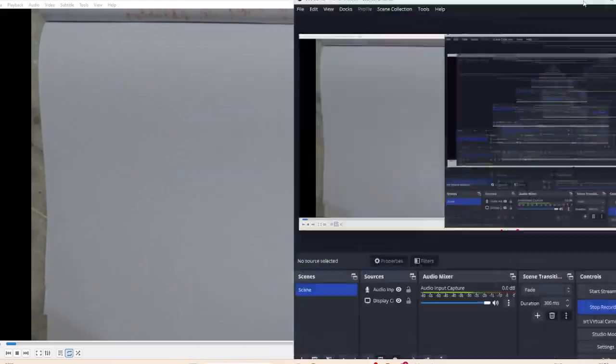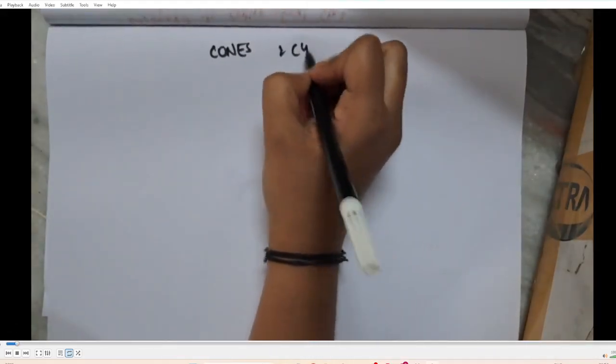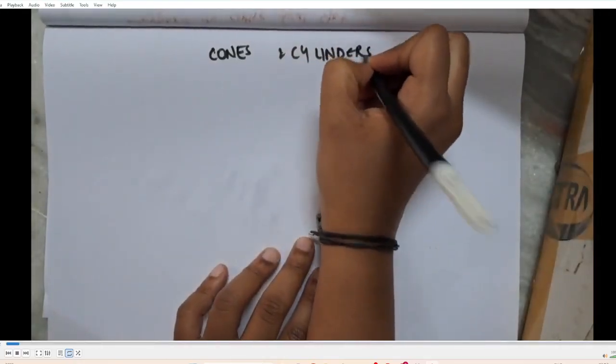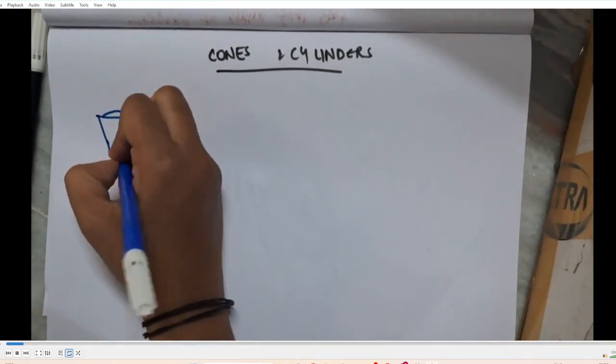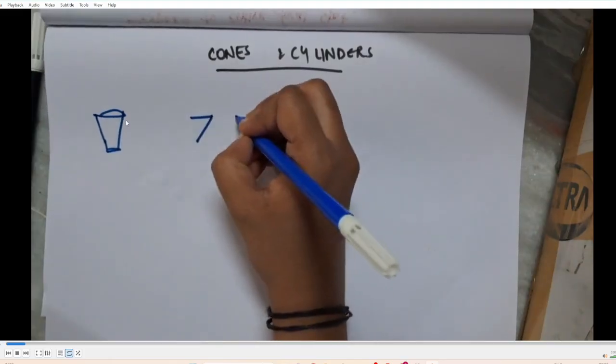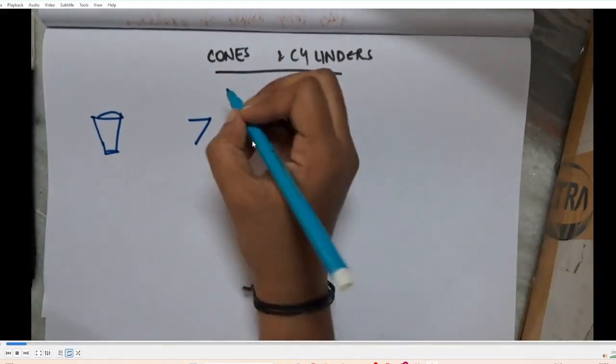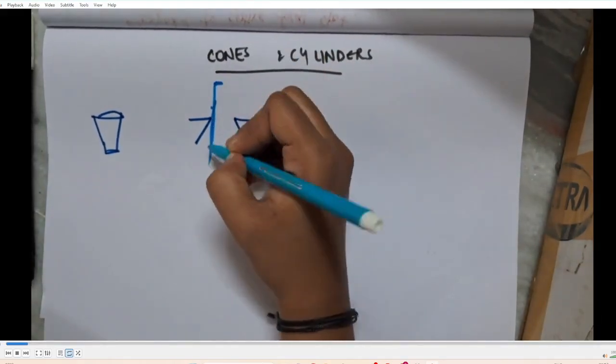Hello friends, let us now learn some important points about the cones and cylinders. The second type of X-ray beam restrictor comes in two basic shapes, that is conical and cylindrical shapes. So this is a cone, the cone shaped X-ray beam restrictor.